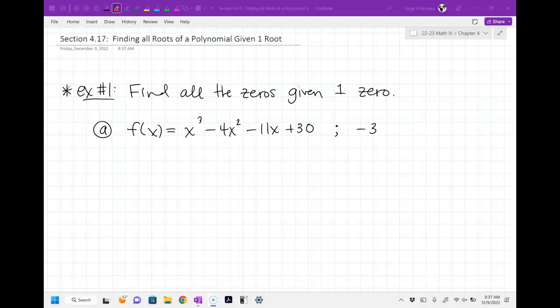You'll notice the instructions say find all the zeros given 1 zero, right? So they mentioned roots at the very top, zeros in the instruction. I just said solutions. Remember, all those words mean the same thing. Okay, they're just saying solve. Now, the way you start trying to find the rest of your answers, you're going to start off with synthetic division. So we're going to create that little half box.